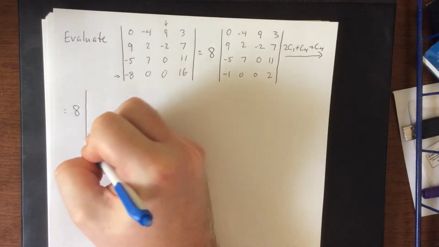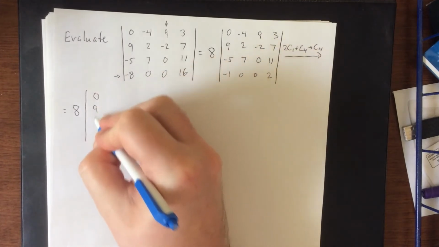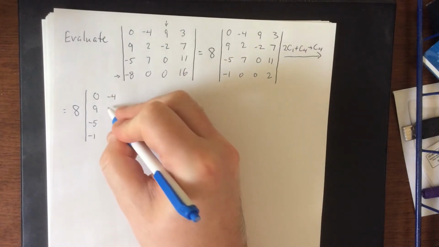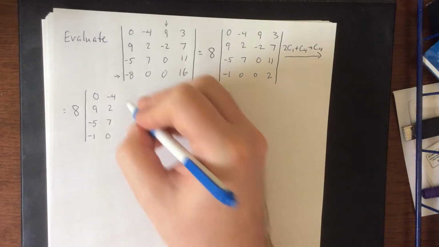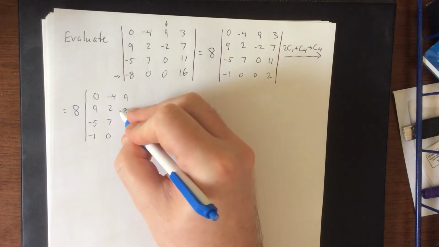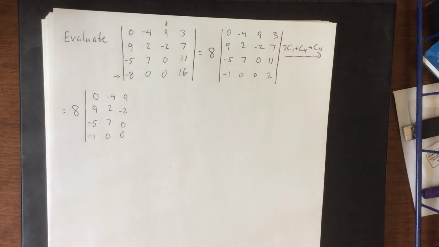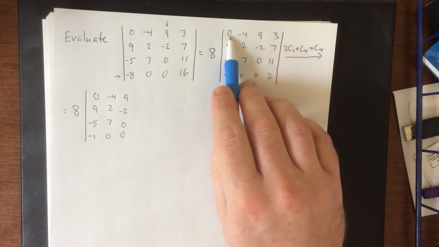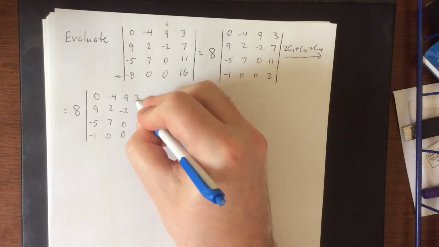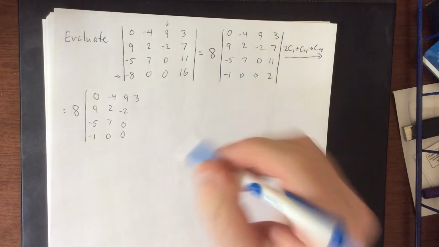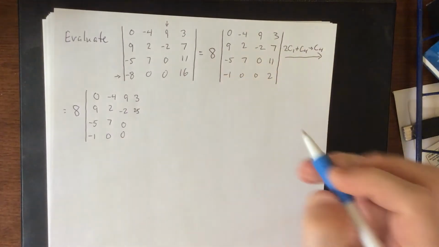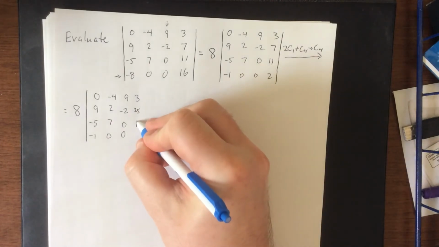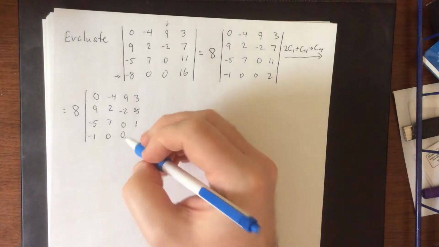So we wind up with 8 times. First column overall is staying the same, 0, 9, -5, -1. Second column stays the same, -4, 2, 7, 0. Third column stays the same, 9, -2, 0, and 0. However, I'm going to be doubling the first column and adding it to the fourth column. So 2 times 0, add to 3. 2 times 9, add to 7. Oh boy. 2 times -5, add to 11. That's nice. And then 2 times -1, add to 2.